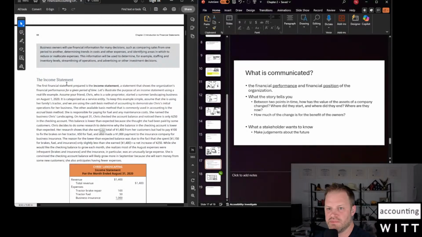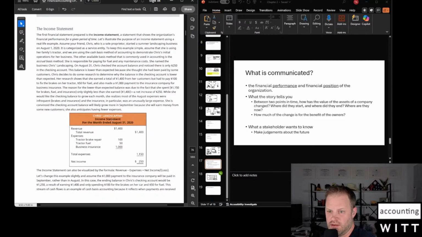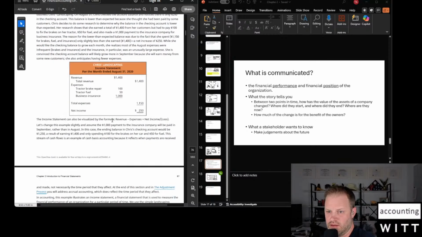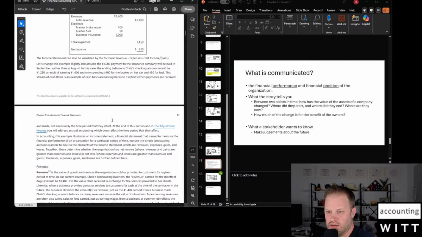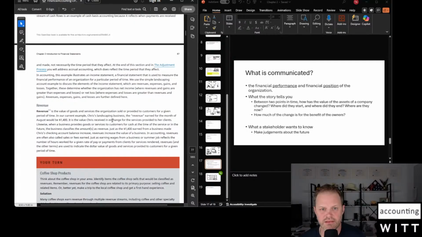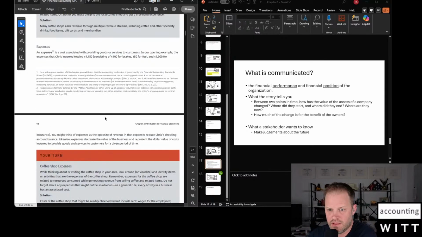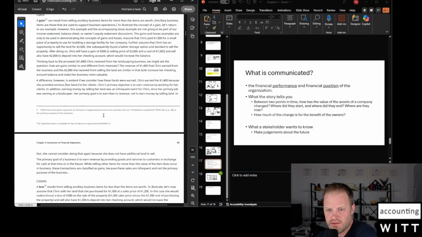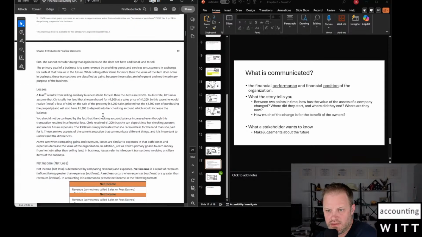So what is the income statement? The income statement shows an organization's financial performance over a period of time. I don't really like how that explains it. It gets really wonky. I think I want to explain it differently.